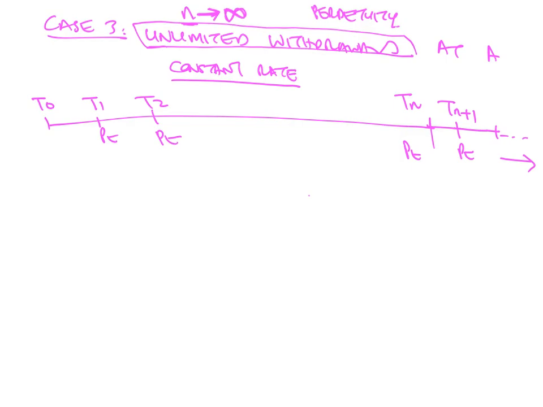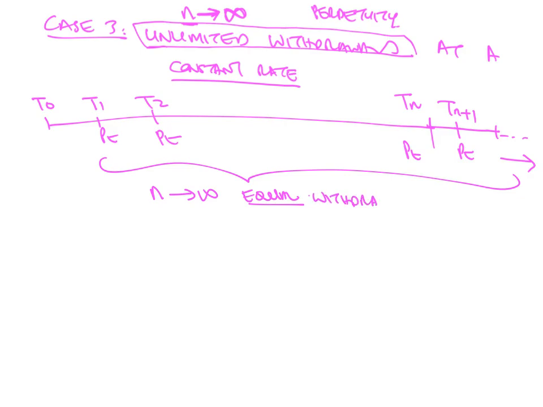So now I have n that tends to infinity. I don't know what that n is because n is getting infinitely large. I have n that tends to infinity, but these withdrawals are equal.